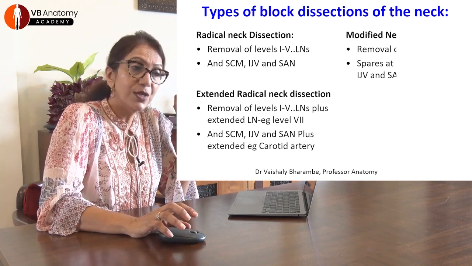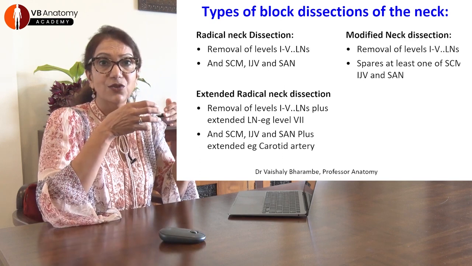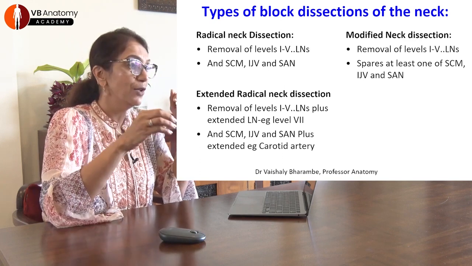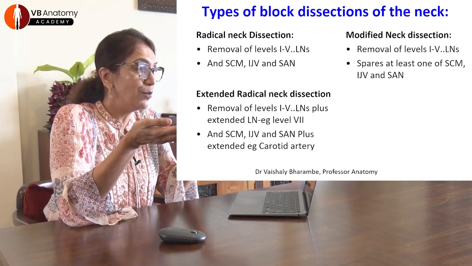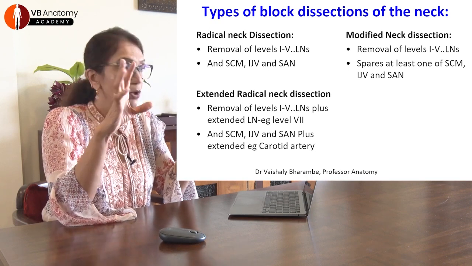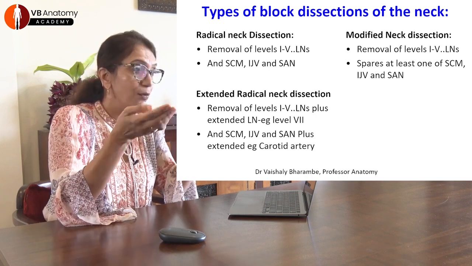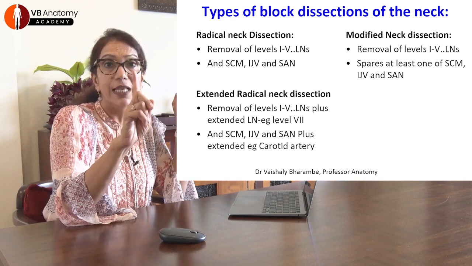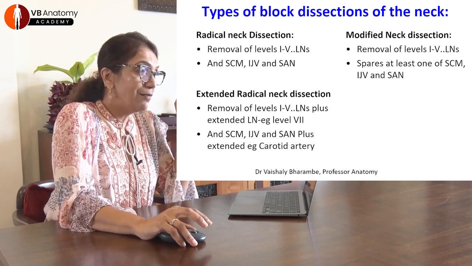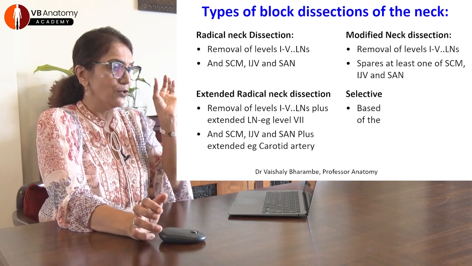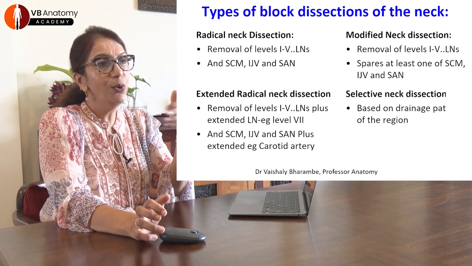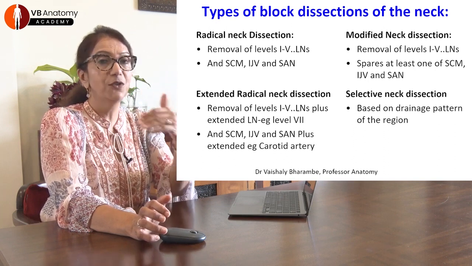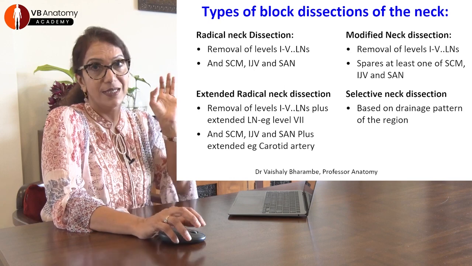Modified neck dissection is when you are reducing the surgery, more focused. So you remove the level 1 to 5 lymph nodes, but you might spare the sternocleidomastoid or internal jugular vein or spinal accessory nerve, any one. Finally, you have a selected neck dissection. Here, you are removing only the parts as per the drainage pattern of the organ affected. Okay?